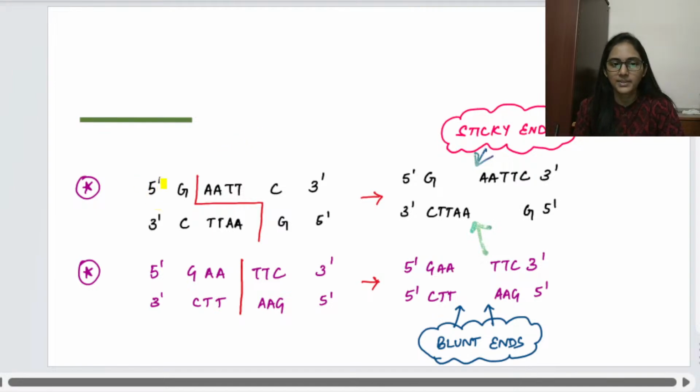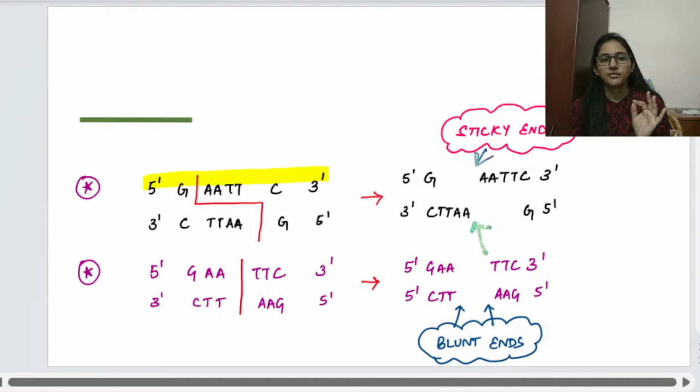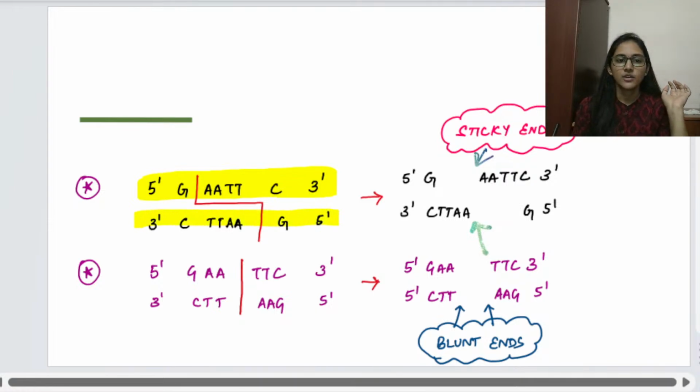Suppose you take this example. Sticky ends means, I have this example 5 prime GAATTC 3 prime. Again, I have this palindromic sequence on the other strand also. So how does this cut? How does my restriction endonuclease cut? It cuts like this.